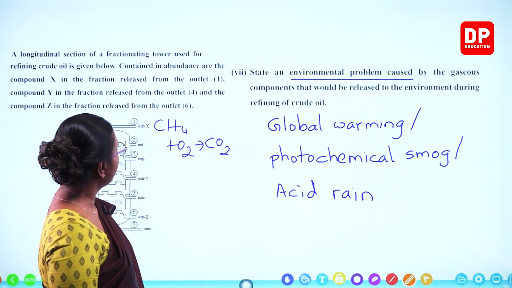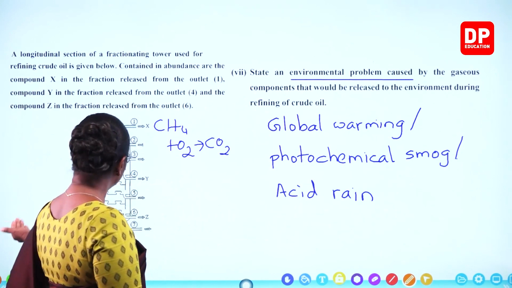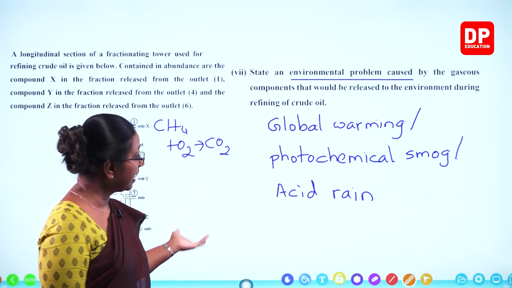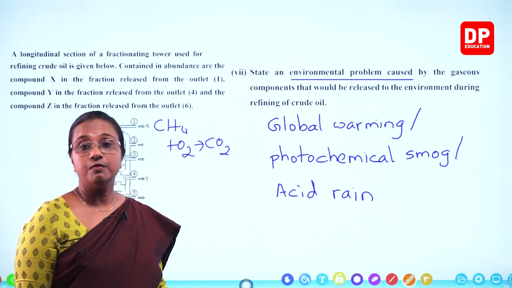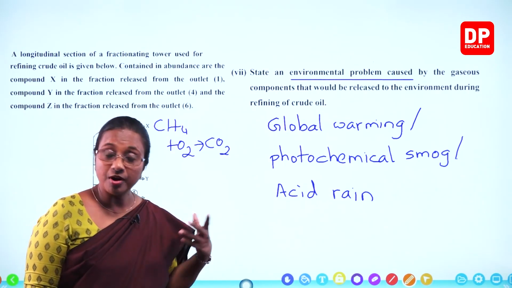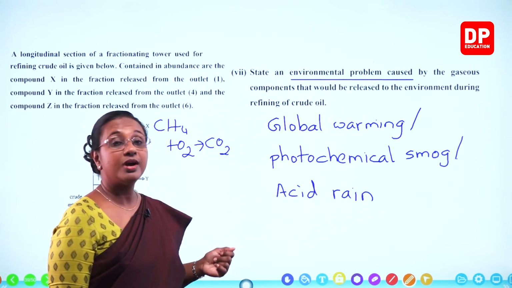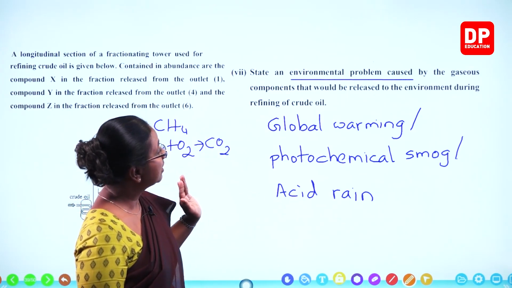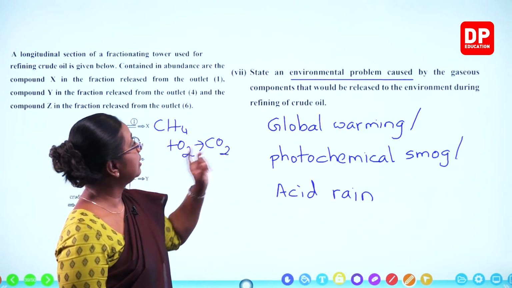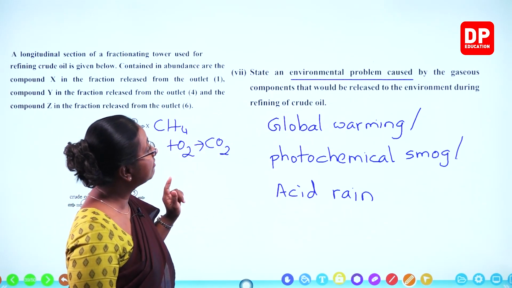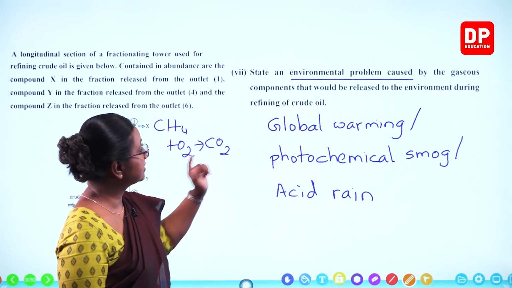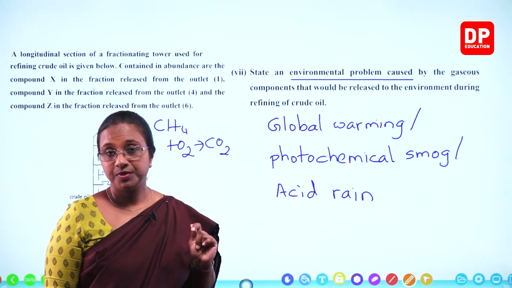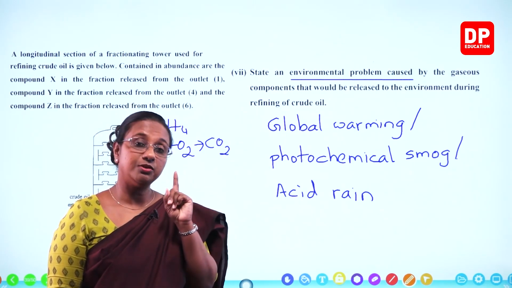So, there can be global warming due to methane, or when there is fuel being combusted to provide the heat energy, carbon dioxide evolves. Those are greenhouse gases which lead to global warming. Then photochemical smog from all these emissions, and also acid rain due to sulfur dioxide. So, those are the environmental problems. You need to write only one. So, there it says state an environmental problem caused by the gaseous components that would be released to the environment during refining of crude oil. So, you don't need to write all three, you need to write only one.